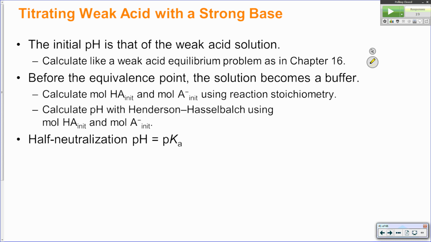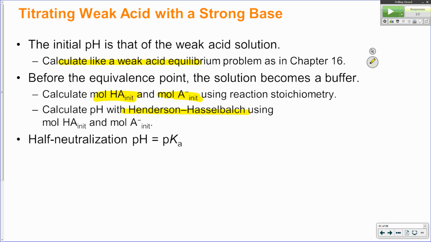Well, this is going over all those steps that I just talked about. So initially, it's a weak acid. Before the equivalence point, we calculate how many moles of the HA are left and how many moles of the A minus have been formed, and then we plug that into the Henderson-Hasselbalch equation with the pKa.